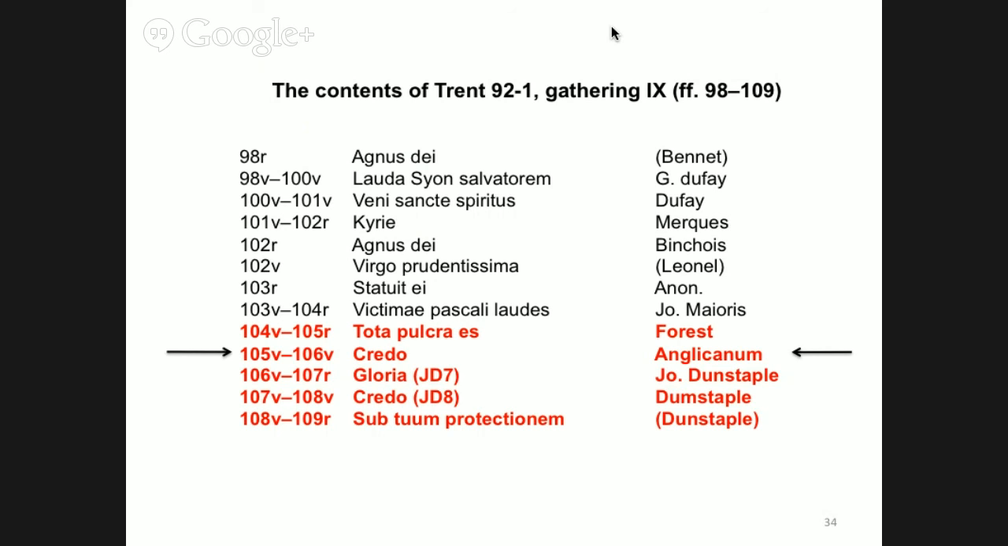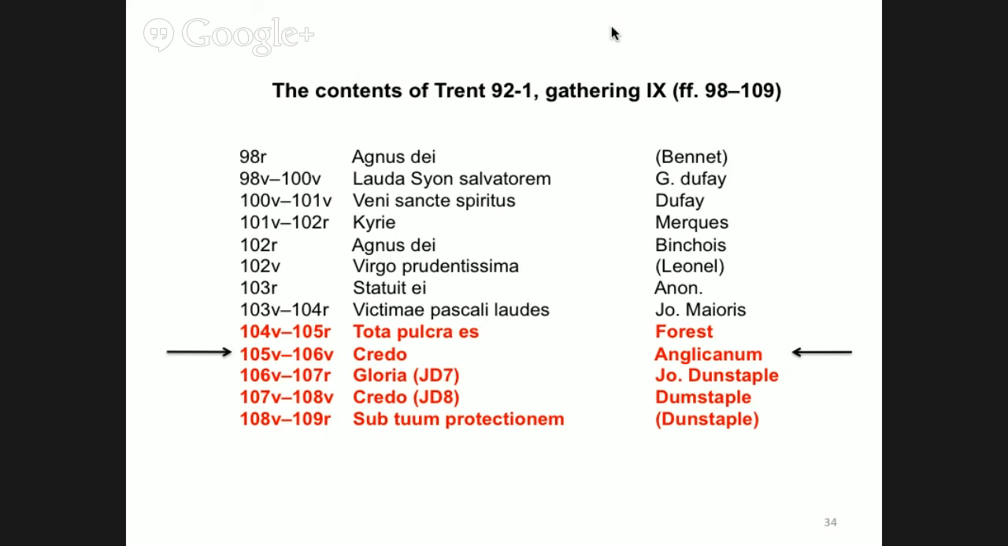Thus, in Trent 92, Part 1, the Credo Anglicanus and JD 8 appear within a cluster of five English works, including motets by Forrest and Dunstable, the latter transmitted anonymously here, and the Gloria scribally paired with JD 8. Within this cluster, then, we have three works in a row ascribed to Dunstable either in this source or a concordant one, preceded by a fourth work that may also be his.